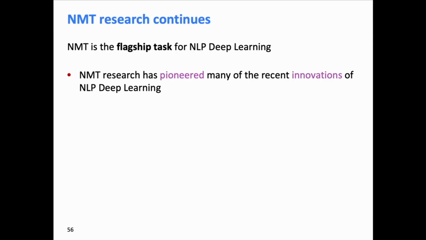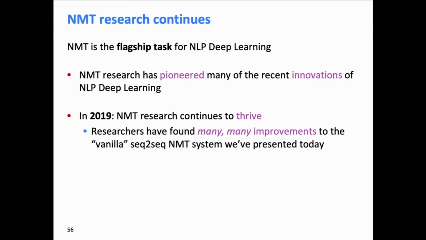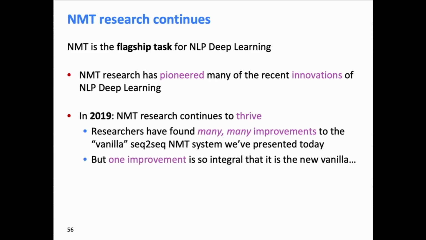So there's a lot of challenges remaining in NMT, and the research continues. NMT, I think, remains one of the flagship tasks for NLP deep learning. In fact, NMT research has pioneered many of the successful innovations of NLP deep learning in general. So today, in 2019, NMT research continues to thrive. There are still many, many papers published all the time on NMT. Researchers have found lots of improvements to the fairly vanilla Seq2Seq models that I've shown you today. But there is one improvement that is so integral to Seq2Seq that you could regard it as the new vanilla. And that's the improvement we're going to learn about today. It's called attention.